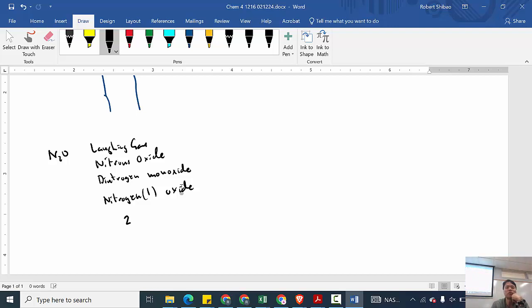And so in other words, 2 times x plus minus 2 is equal to 0. What is x? X is going to be positive 1. And so that's why we call it nitrogen 1 oxide. NO is nitric oxide.